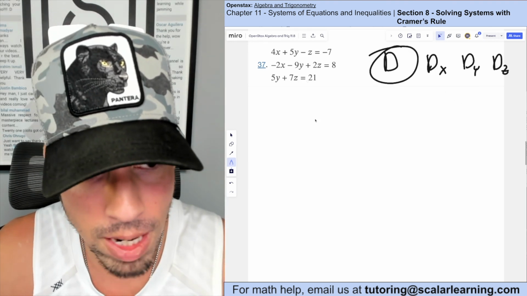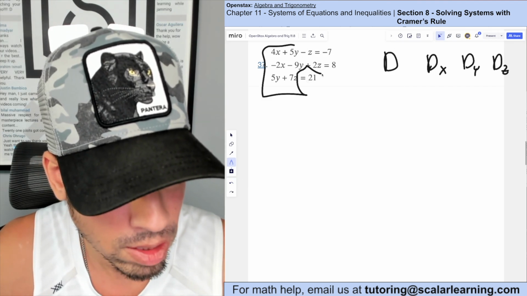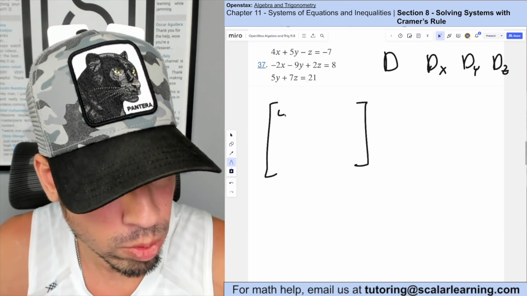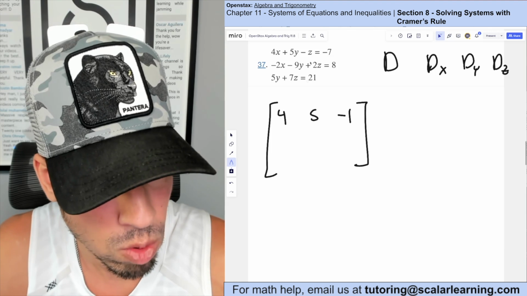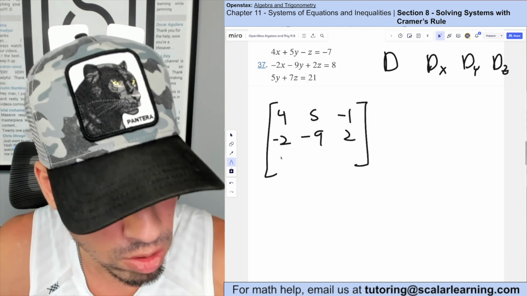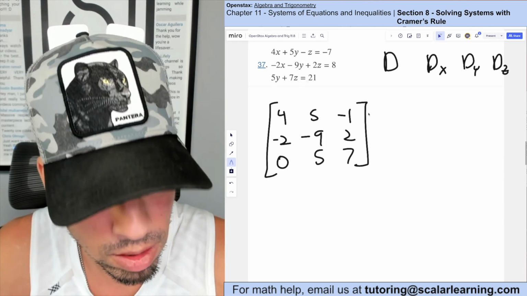So first, let's get the main determinant, and we're just going to make a matrix involving the left side. So let's do that now. So we're putting in those coefficients. We got 4, 5, negative 1, right? Negative 2, negative 9, and 2. And here there is no x, so that's a 0 for the x. And then we got 5 and 7 for y and z coefficients.